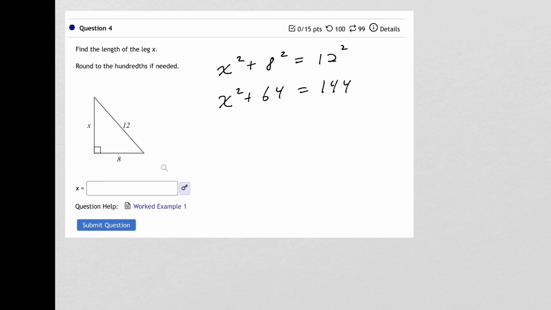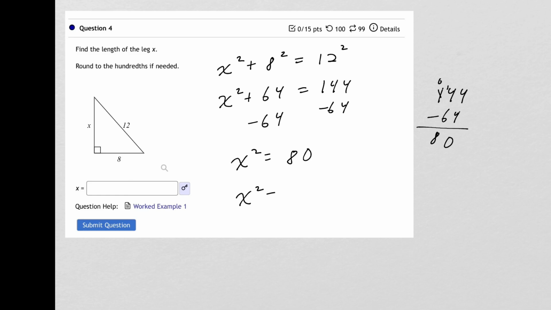So to get x squared by itself, I need to subtract 64. So x squared equals 144 minus 64. This is what, 0, and then I need to borrow, 14 minus 6 is going to be 8, right? So this is 80. And then I want to take the square root of both sides to get x.